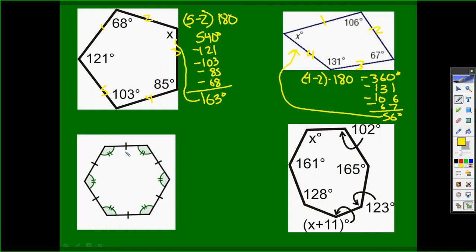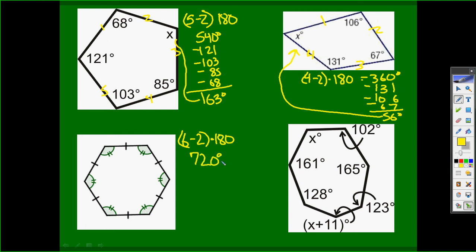Now in this case down here I have a special shape. This is a hexagon, and I can tell it's a regular hexagon because each side length has 1 tick mark, meaning that each side is congruent. Each angle has 2 tick marks, meaning that each angle is congruent. I can take 6 minus 2 and realize I have 4 triangles times 180. I've got a total of 720 degrees here.